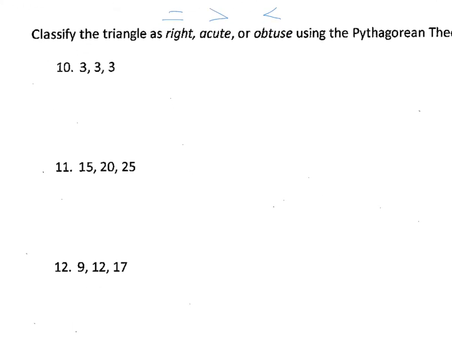And then also, he's just giving you side lengths here. Always look for the longest side. That is C. Of course, in number 10, they're all three the same. So pick one. It doesn't really matter. Okay? So that's all you got to do is plug these into a squared plus b squared equals c squared. You will plug in a number for every single one to this equation. Work them out, see which way it falls, and write your answer out on the line.